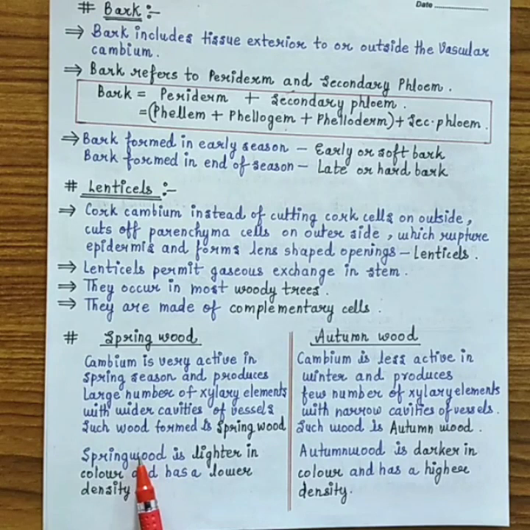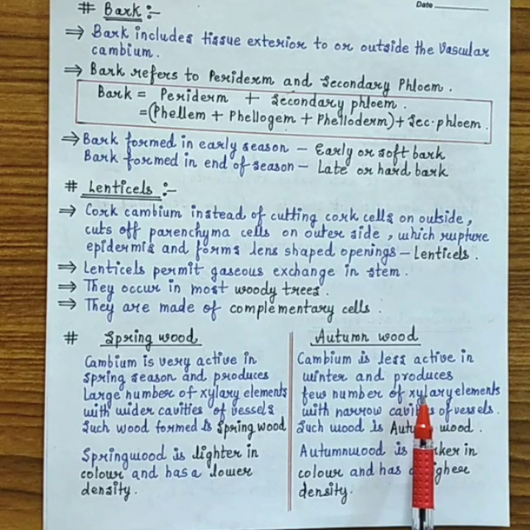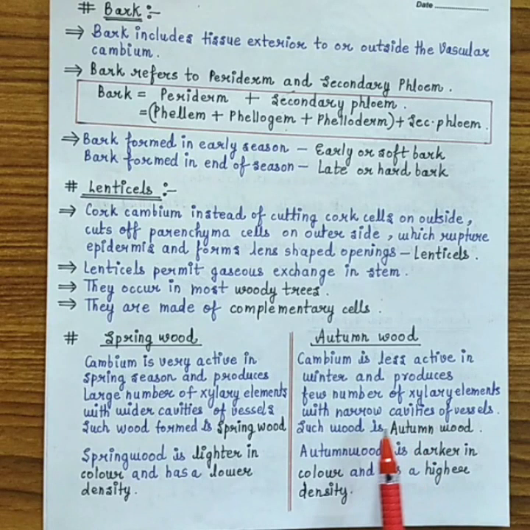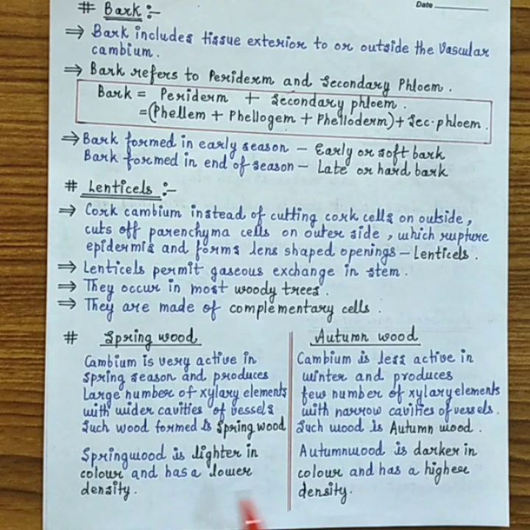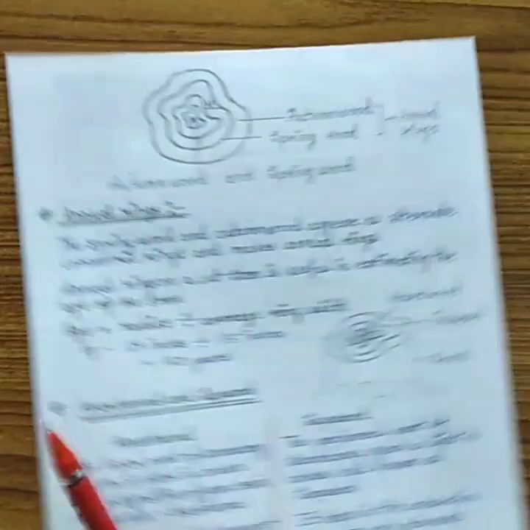सो ऐसे वुड को हम स्प्रिंग वुड बोलते हैं एंड ऑटम वुड में कैम्बियम लेस एक्टिव हो जाता है, दैट इज इन विंटर, एंड इट प्रोड्यूसेस फ्यू नंबर ऑफ जाइलम एलिमेंट्स. जाइलम एलिमेंट्स बहुत कम बनाते हैं और जो वेसल्स होते हैं उनकी कैविटी बहुत नैरो होती है. तो सच टाइप ऑफ वुड फॉर्म, दैट इज ऑटम वुड. स्प्रिंग वुड लाइटर इन कलर होता है और उसकी डेंसिटी कम होती है, वेयर एज ऑटम वुड डार्कर इन कलर होता है एंड इट हैज हायर डेंसिटी.